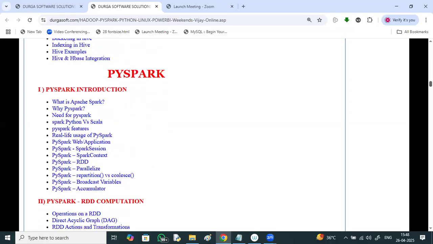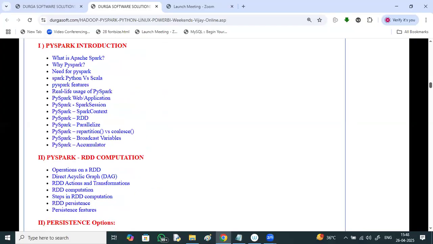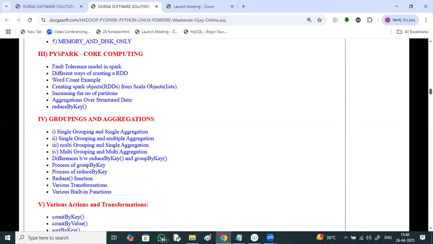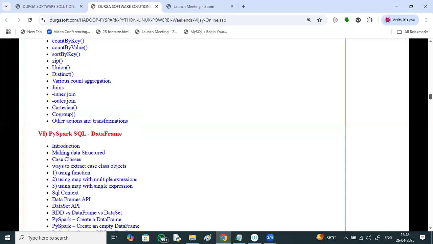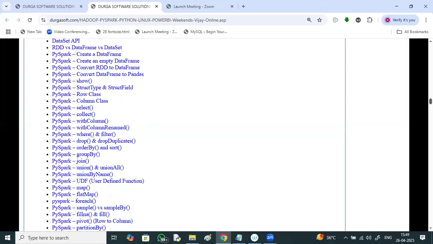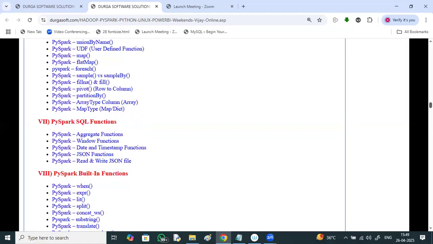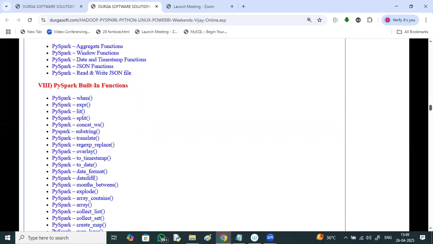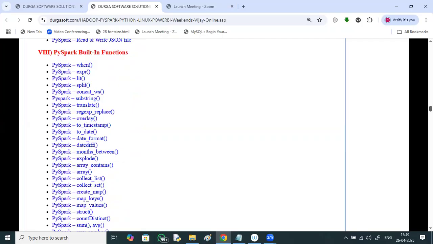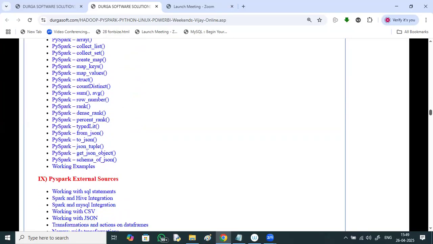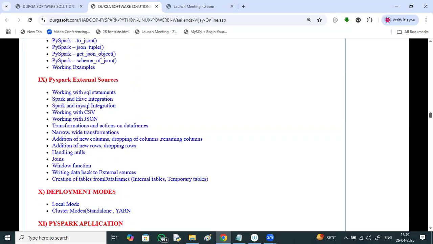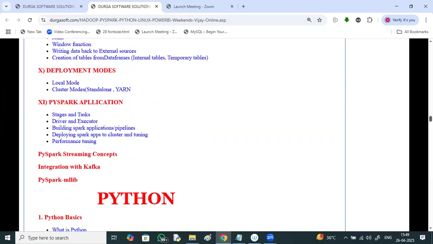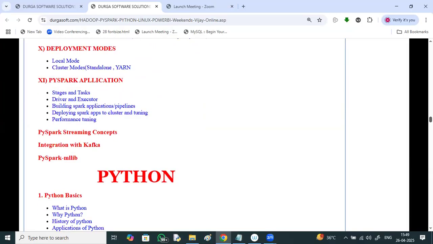And coming to PySpark: PySpark in brief, what is Apache Spark, need for PySpark, core computations, groupings, aggregations, various inbuilt actions and transformations, PySpark DataFrame, and various inbuilt functions, PySpark SQL functions, window functions, JSON functions, reading and writing JSON files, each and every inbuilt function with working examples. PySpark external sources and deployment modes, local mode, cluster mode, PySpark stages and tasks, drivers and executors, performance tuning, PySpark streaming, integration with Kafka, and PySpark ML.